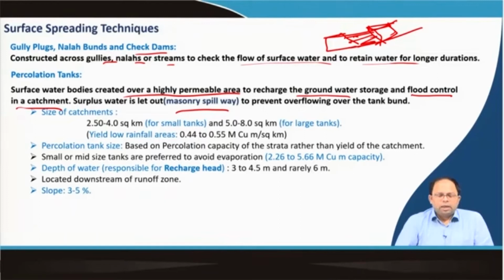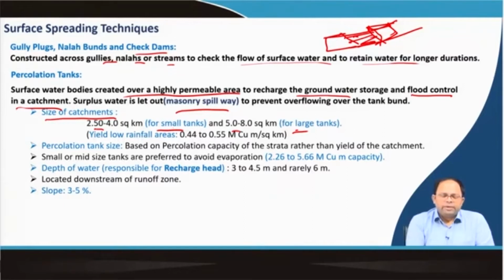So, usually we consider the entire catchment that we are dealing with, and usually we require small tanks for catchments of 2.5 to 4 square kilometers, whereas for catchments of 5 to 8 square kilometers we require large tanks. In urban and semi-urban areas, we do not have catchments bigger than this, right. So, for 5 to 8 square kilometers we will need larger tanks compared to the small tanks for 2.5 to 4 square kilometers.